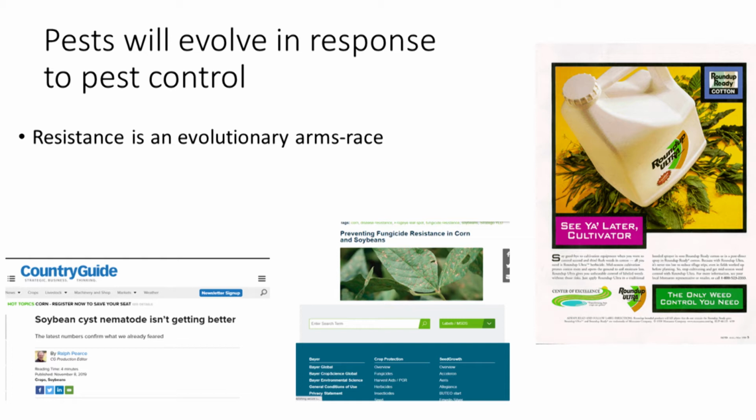And you can see, the only weed control you need, right? Because I think that back in the day, that was really what the idea behind Roundup Ready was, and that's becoming less and less true. I mean, it's not inherent in Roundup; it's inherent in herbicides, and especially the use of a single mode of action or a single herbicide over time.